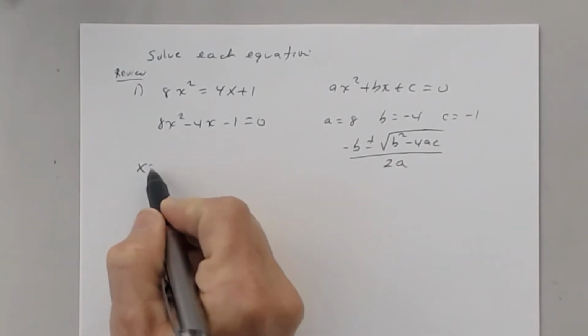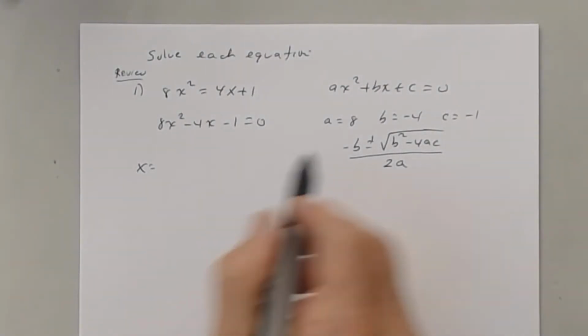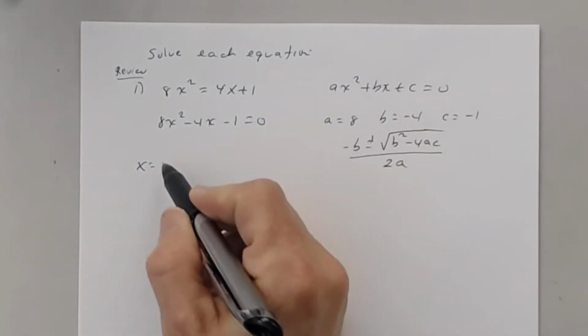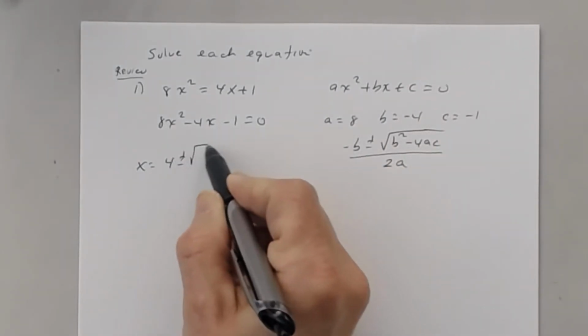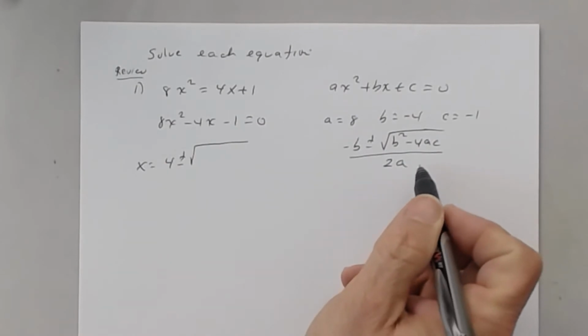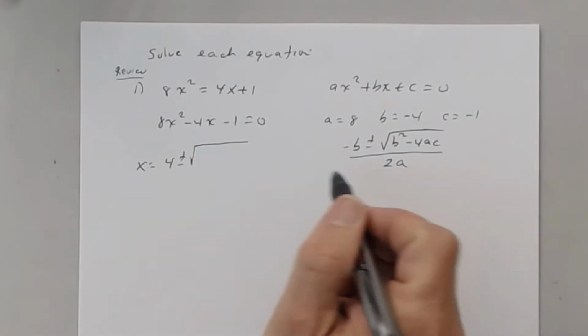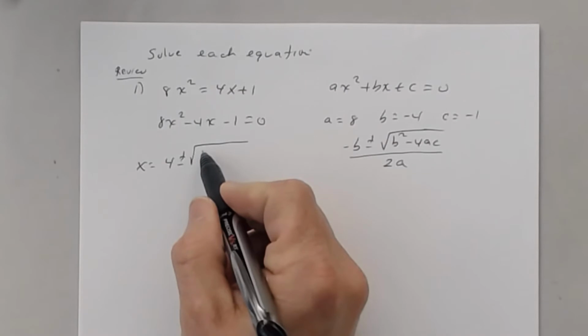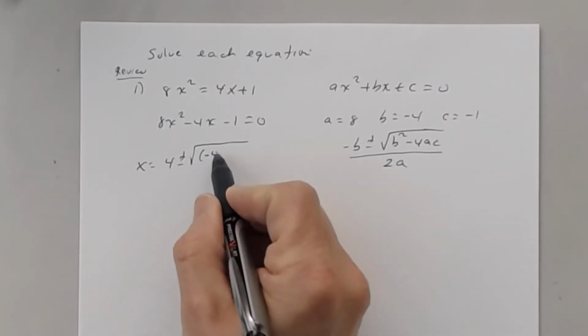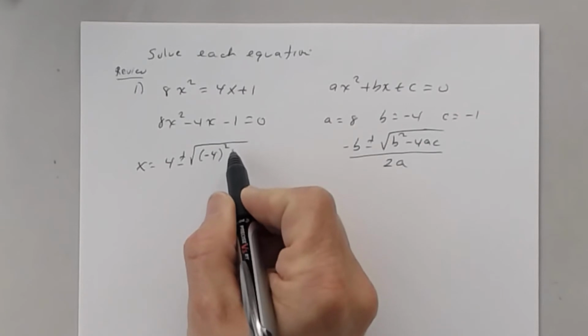So let's see what we get. x equals, what's the opposite of b? Positive 4, plus or minus the square root of b squared minus 4ac, that discriminant. Put all those values in parentheses. In parentheses I'm going to put b, and what's b? Negative 4, and I'm squaring it.